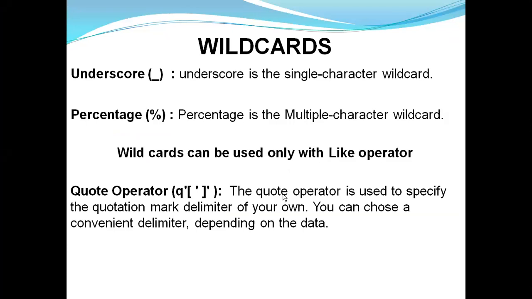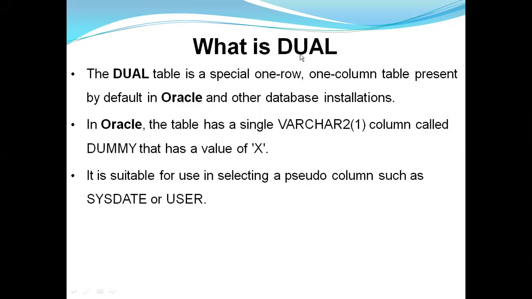That is a quote operator. So you understood the wildcard, you understood the quote operator. Dual. We have discussed what the dual is. Dual is a table which is a special one row, one column table present by default in Oracle and other database installations. In Oracle, the table has a single column called dummy and the value is X. That X does not mean any value, plus does not mean a null value.